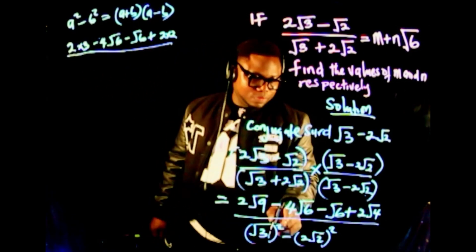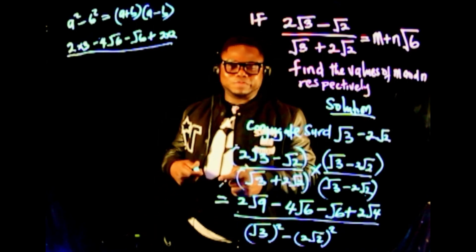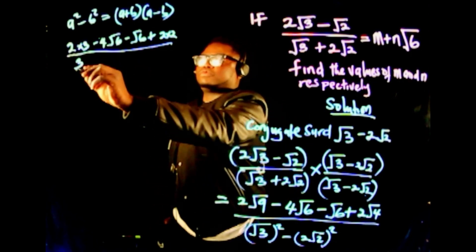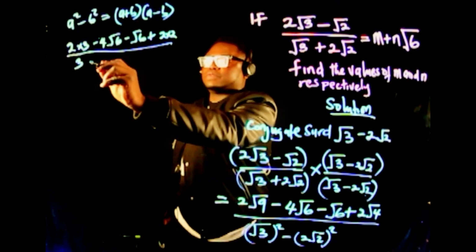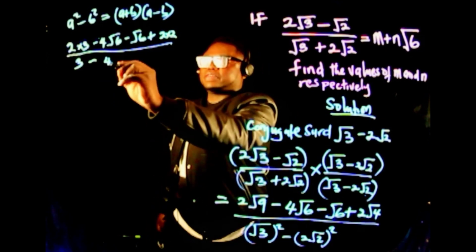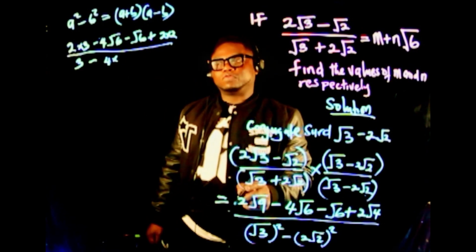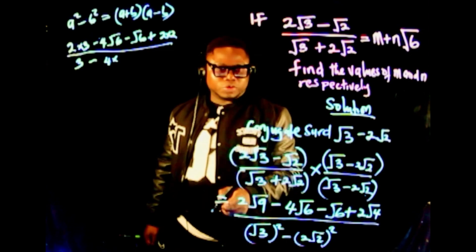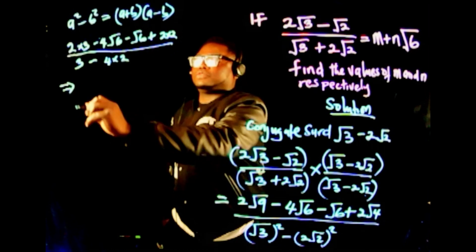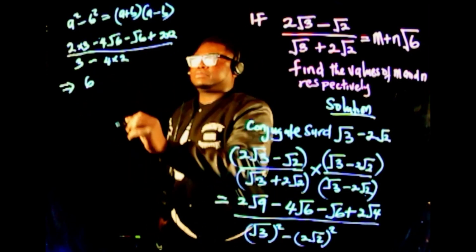Now, this is root 3 squared. It means 3 times root 3, that's going to give me root 9, and root 9 is 3. So I'm going to write 3 here, minus 2 squared, which is going to give me 4. I'll write 4 there, times the square of root 2, that's going to give me root 4, and the square root of 4 is actually 2. So I'm going to write 2 here. So this is equal to 2 times 3, which is actually 6.